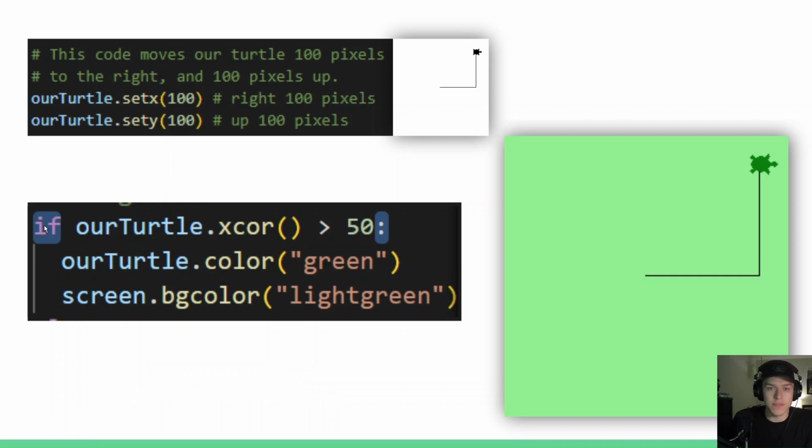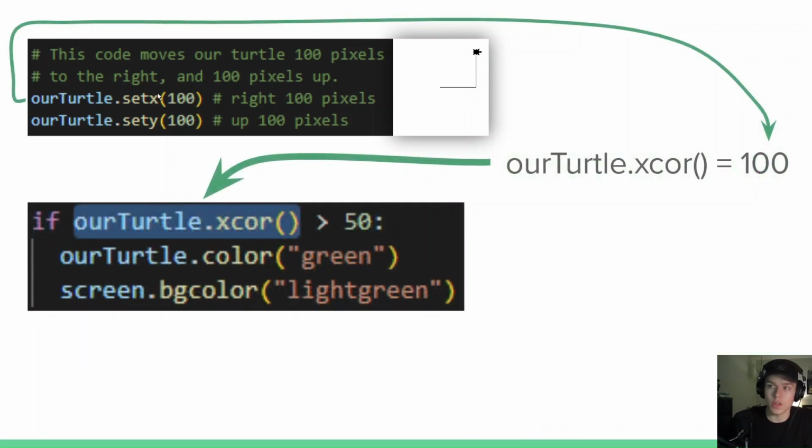Note that the if and colon are required for the code to work as desired. Because we moved our turtle 100 pixels to the right, it caused this highlighted text here to represent the number 100. We will refer to this highlighted text as a variable. This variable represents how far we moved our turtle to the right.